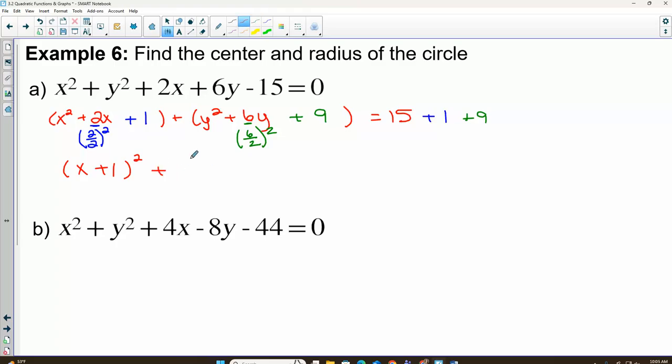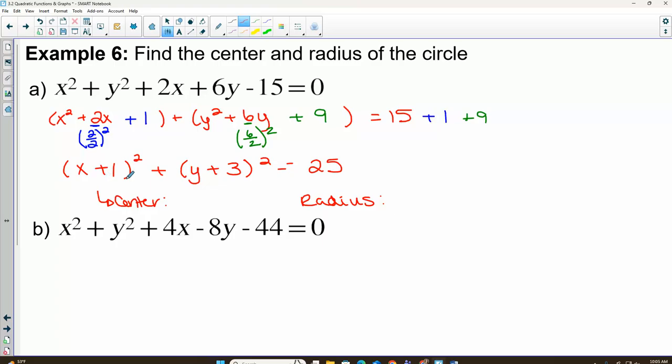All right, what numbers multiply to 9 and add to 6? That's x plus, or sorry, y plus 3 squared. Equals over here, 25. This is the equation. So now you should be able to tell me the center and the radius.